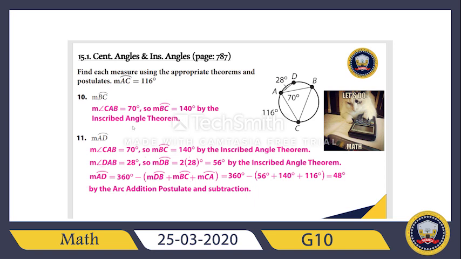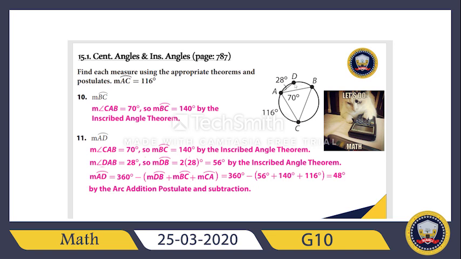Now, what about AD? Well, there are many ways to find AD. One of the ways that I suggest is by the subtraction and addition postulate that we have seen in the last session. So look at this whole arc from A to A. We said that is 360 degrees. Now, what is the arc AD? It is the total 360 degrees minus the measure of arc DB minus BC minus CA, right?